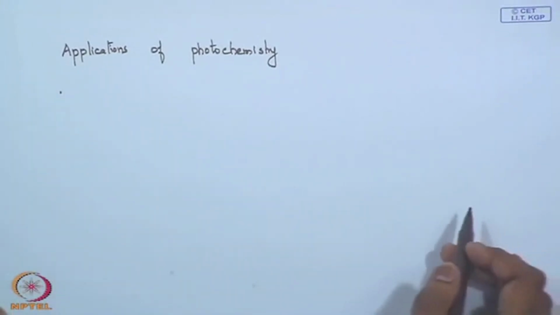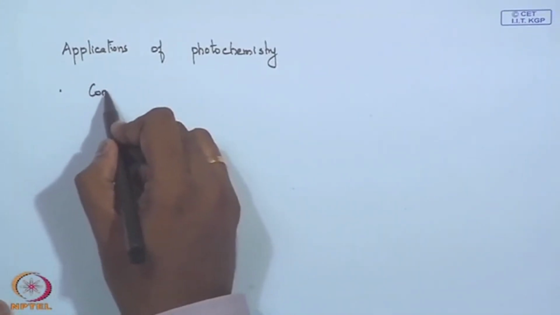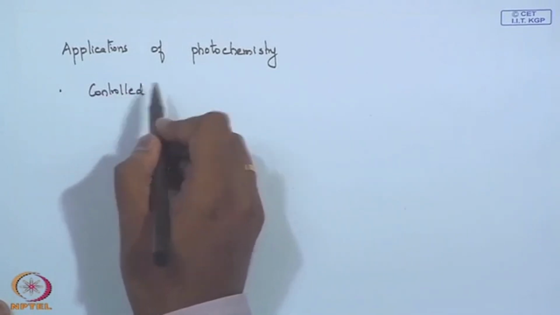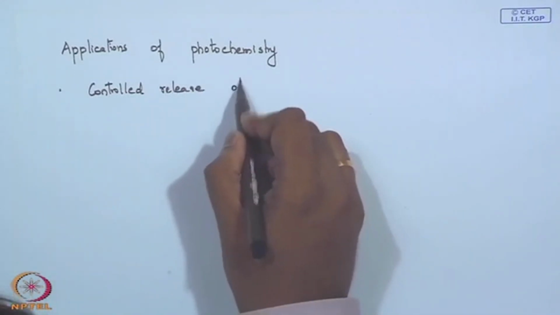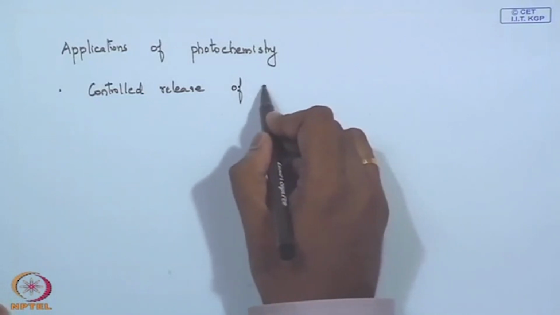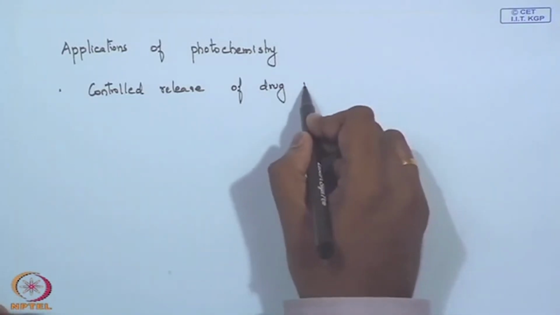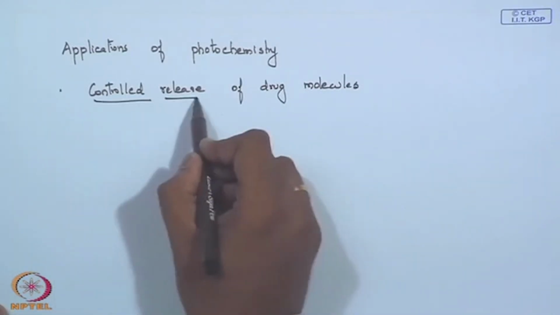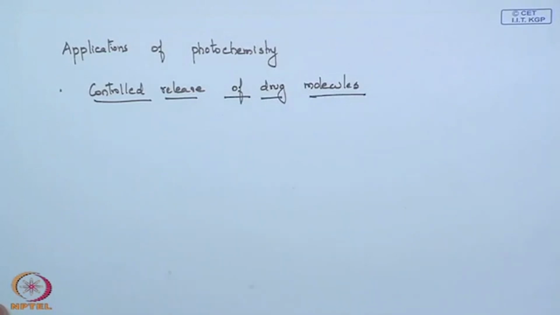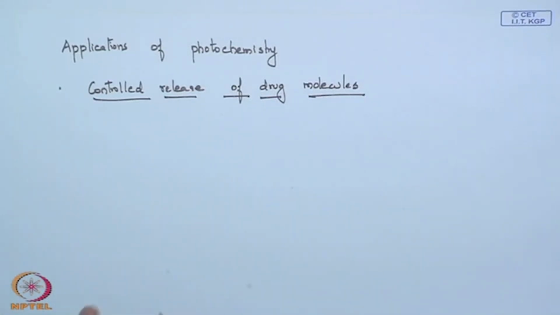See, one of the hot fields nowadays is controlled release, or you can call it controlled delivery, okay, of drug molecules, or even you can call them active molecules. Okay, controlled release or controlled delivery of drug molecules. This has become a really important field, and there are many ways you can release drugs in a controlled fashion.